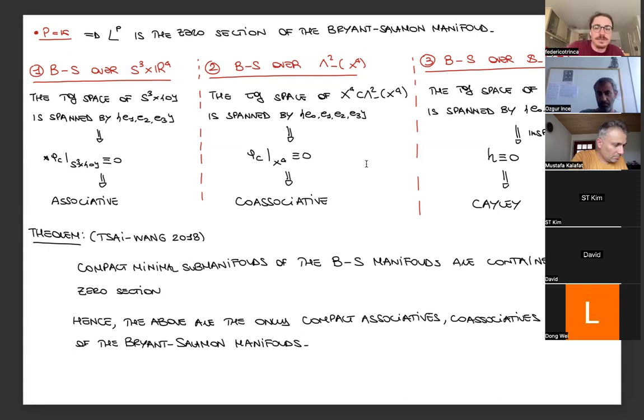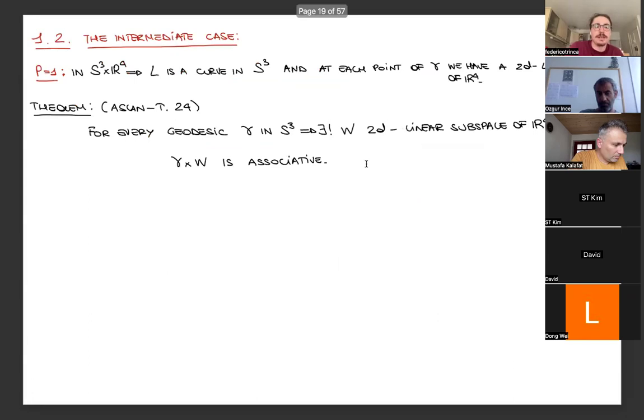Okay, so these were the trivial cases. Something more interesting is when we pick p equal to 1. If we pick p equal to 1, what we're forced to do is look at S3 times R4. And so what we do is look at a curve in S3, and at each point of the curve, we have a two-dimensional linear subspace of R4. So this is what our ansatz is telling us.